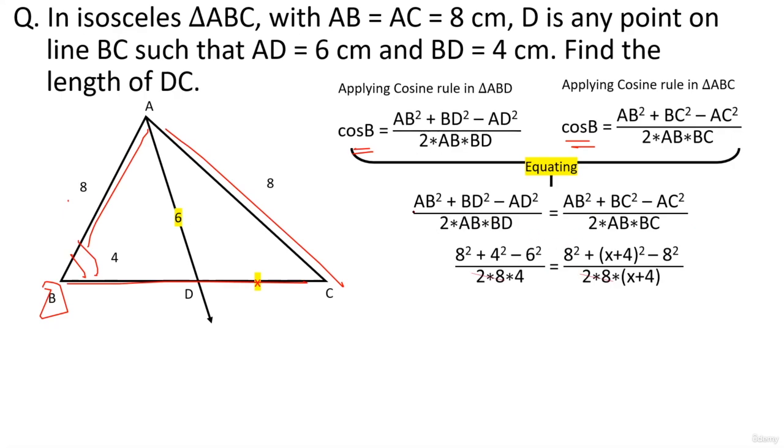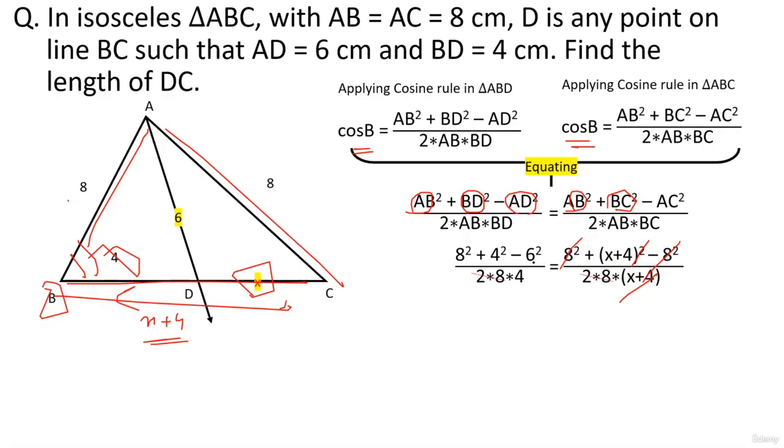And I substitute the values. AB I put as 8, BD I put as 4, AD I put as 6. Okay, same way AB I put as 8, BC is nothing but x plus 4, right? BC is this entire thing, x plus 4. Okay, and AC also is 8. So plugging in the values here, okay, 8 square minus 8 square will again get cancelled out. X plus 4 एक बार कट जाएगा. This will be 8 square plus 4 square minus 6 square.